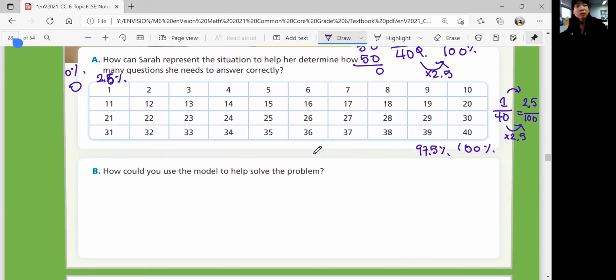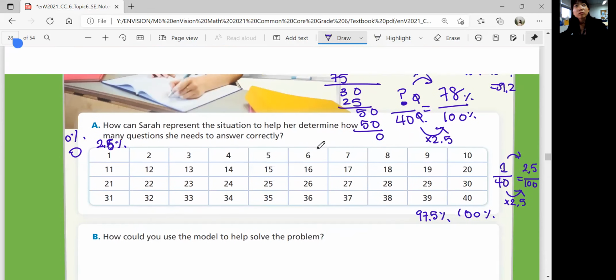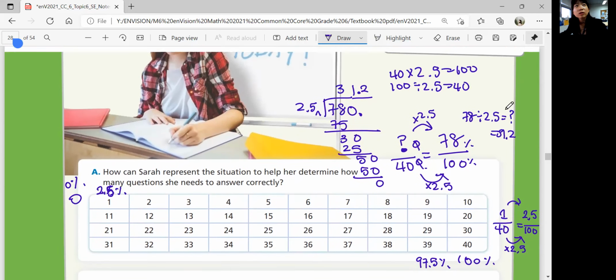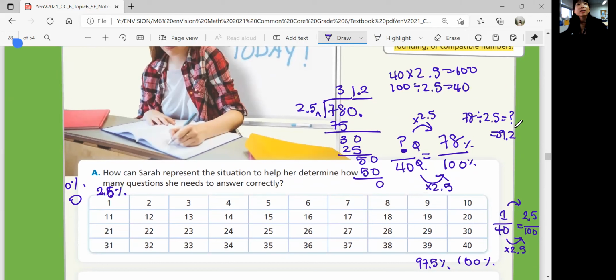So part B, how would you use the model to help solve the problem? So basically, you know she has to get more than 31.2, right? But is there such thing as 31.2 points? No, she needs to count her points, her number of questions by whole number. So she needs to get 32 to achieve that goal, right?